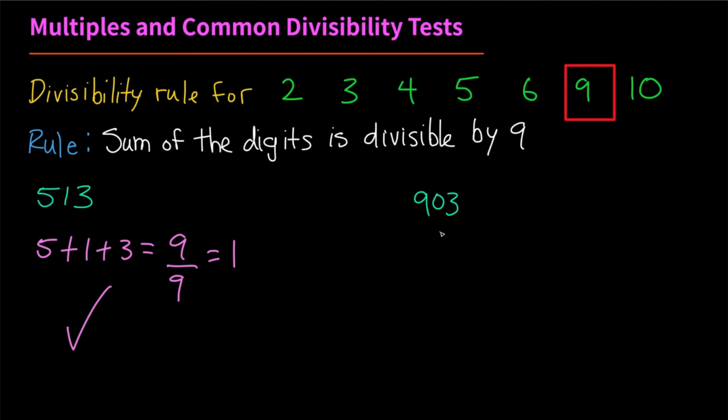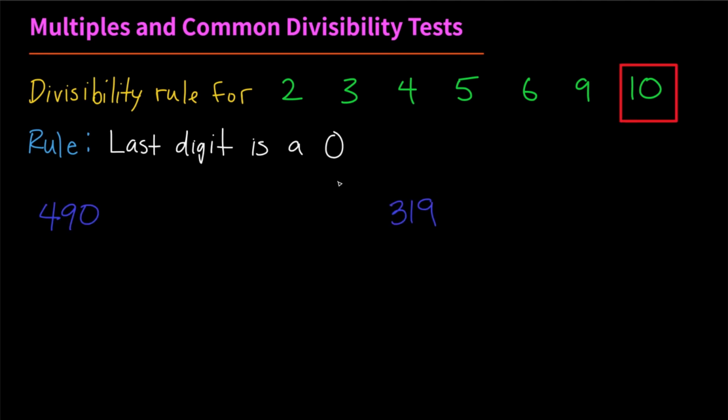Let's check to see if 903 is divisible by 9. The rule is we add up the digits together. We have 9 plus 0 plus 3. 9 plus 3 is 12. Now we want to check, is 12 divided by 9 evenly? 12 divided by 9 will be 1 with a remainder of 3. This is not divided evenly because it has a remainder, and that means 903 is not a multiple of 9.